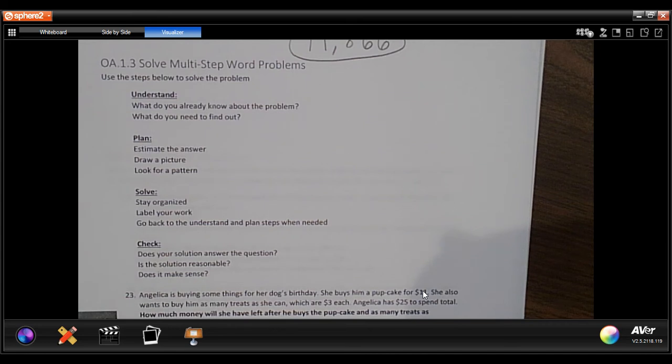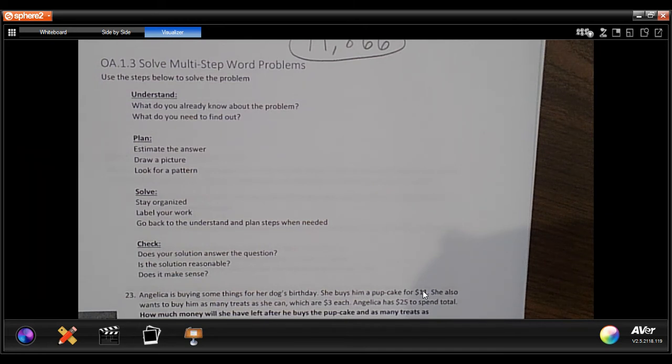Next, we're going to work on multi-step word problems. Remember our strategy, UPSC. The first step is to understand the problem and ask yourself, what do you already know about the problem and what do you need to find out? Next is to plan. You want to estimate the answer, draw a picture, or look for a pattern.